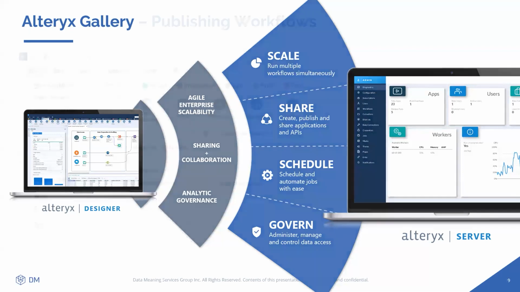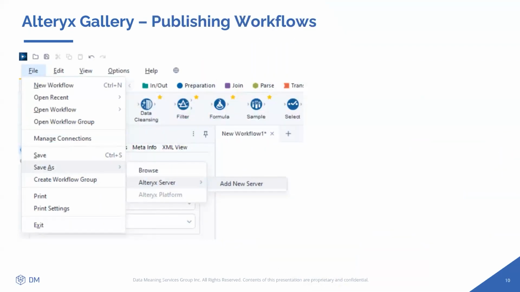But let's get started then. So when publishing workflows, as I mentioned, it's from your designer. And the first step there is for you to add a server. So go to your file tab, save as or open workflow, it doesn't really matter, and select the Alteryx Server option.